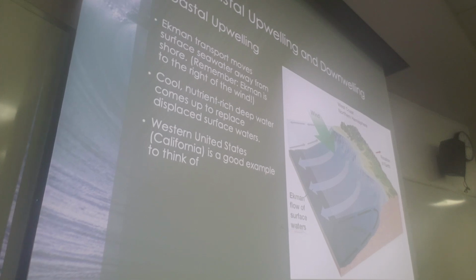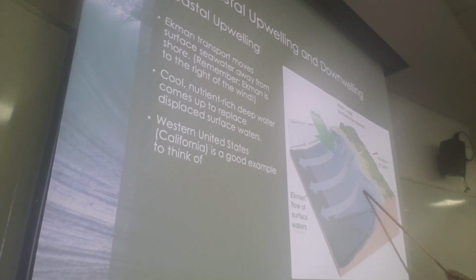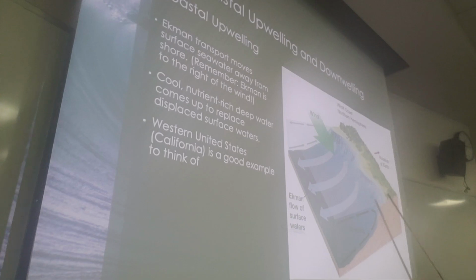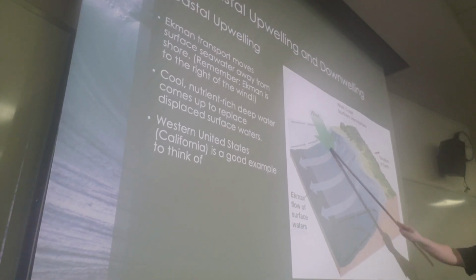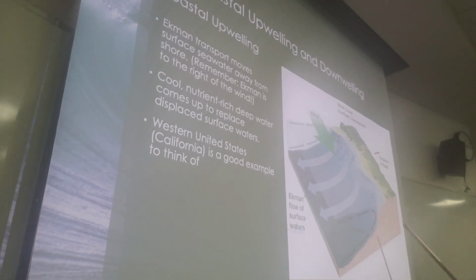So if you look at ocean chlorophyll, for example, you often see a lot of enhancement of ocean chlorophyll along the coasts, and particularly in this situation where the wind has this orientation.